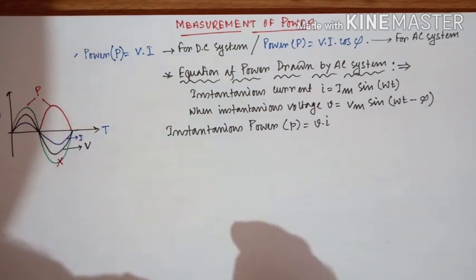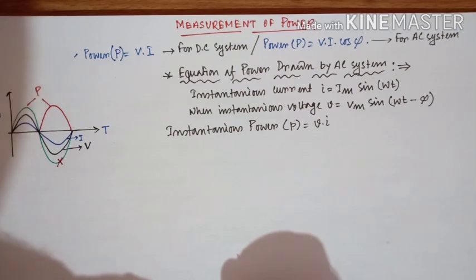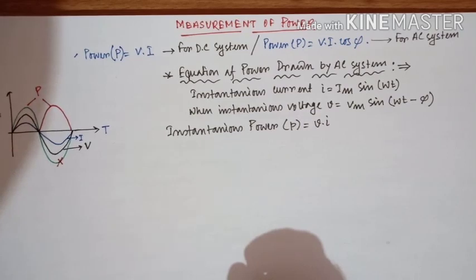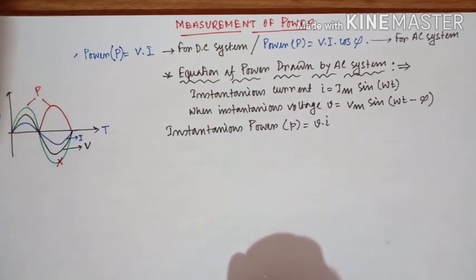So power can be represented by another equation, that is VI cos phi. Now the question is, what is the actual equation, whether it should be V into I or VI into cos phi? The answer is that both the equations are absolutely correct. When we are talking about P is equal to V into I, we are basically considering a DC system, and when we want to measure power for an AC system, then the equation becomes V into I into cos phi.